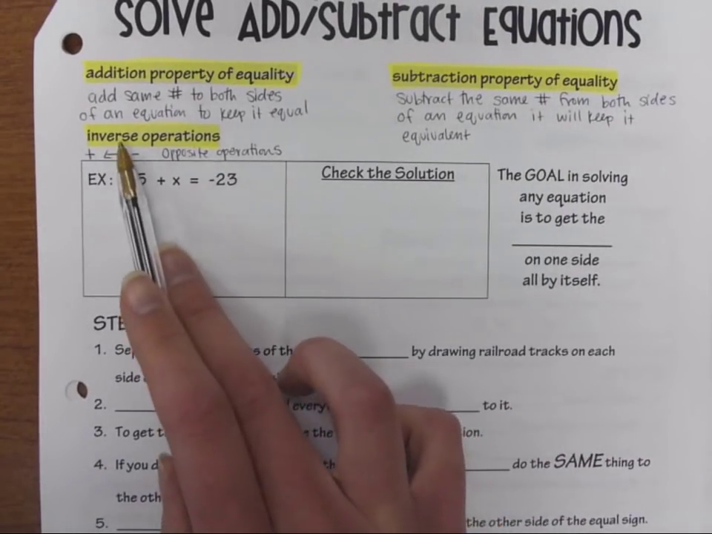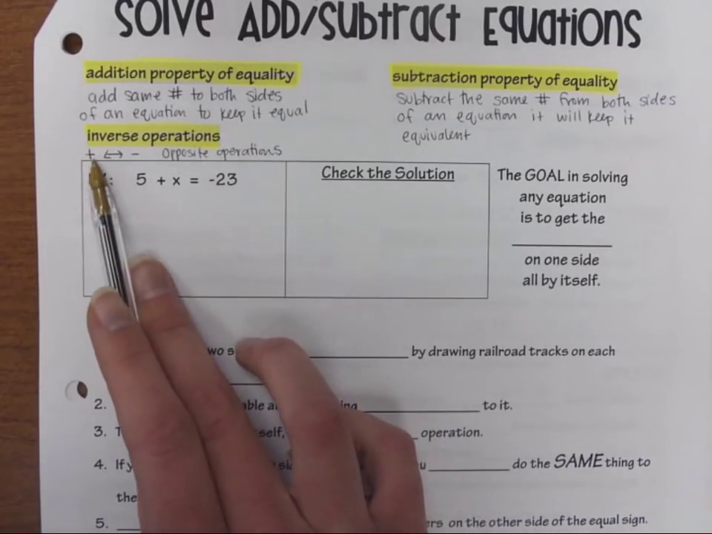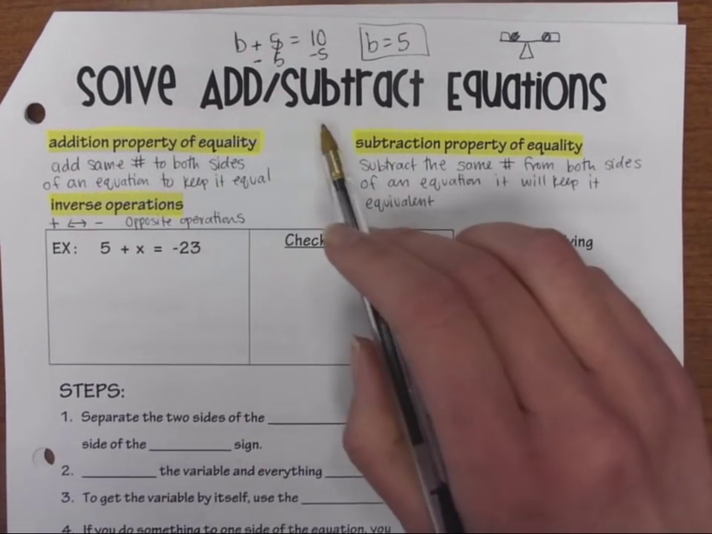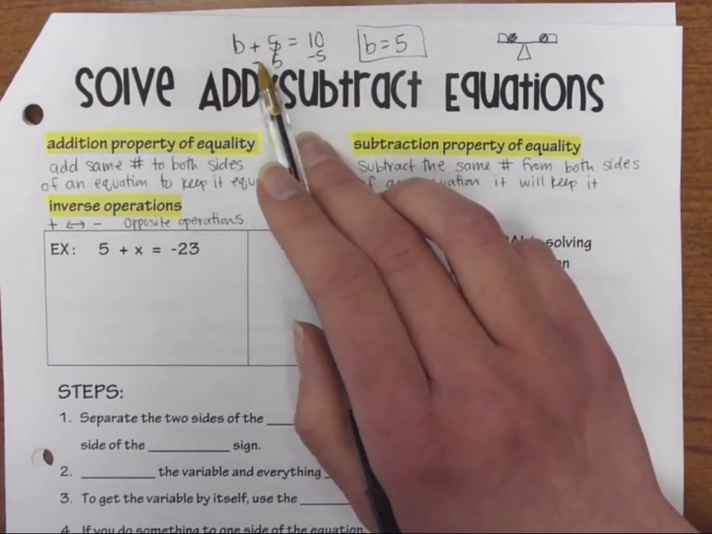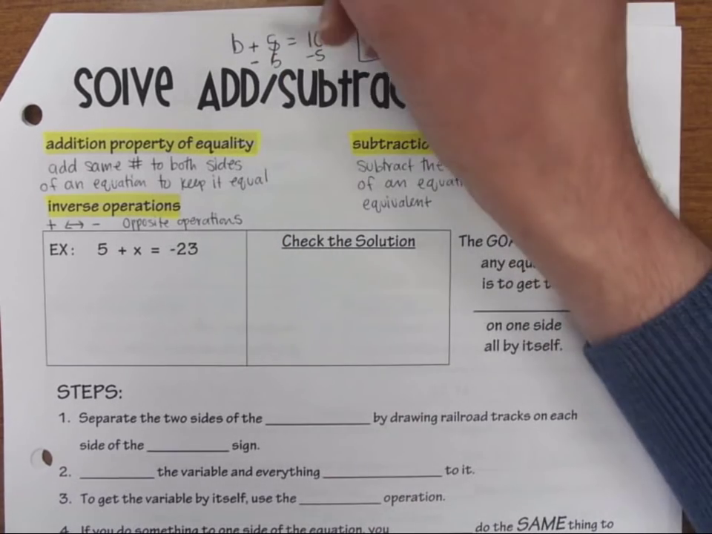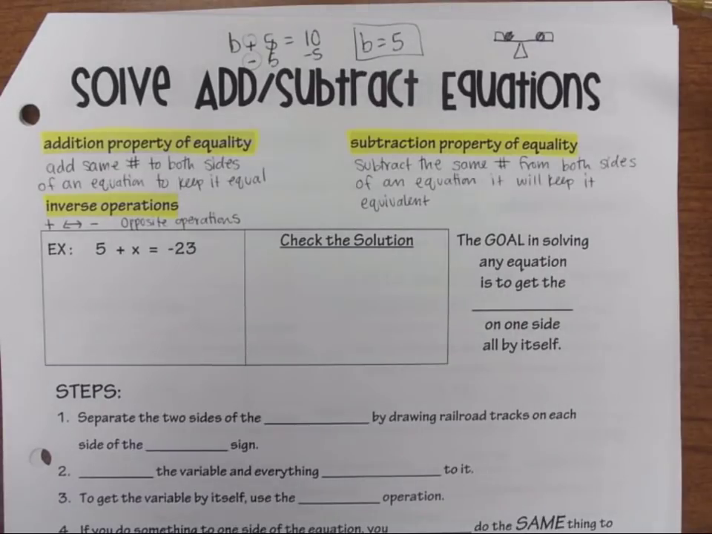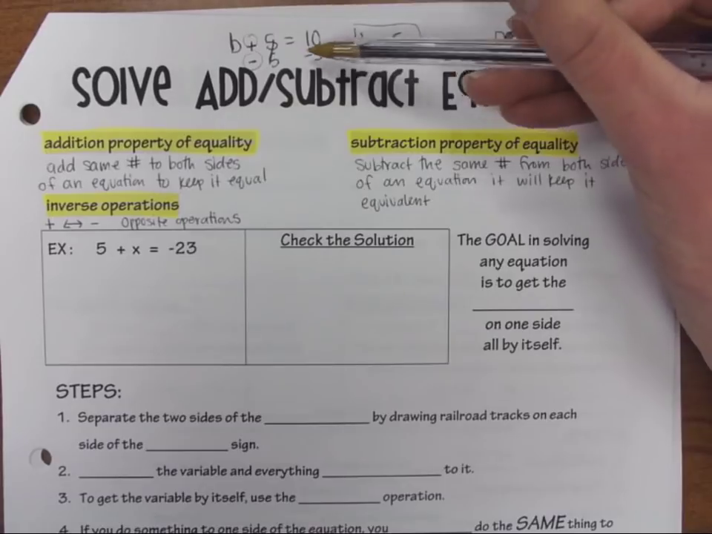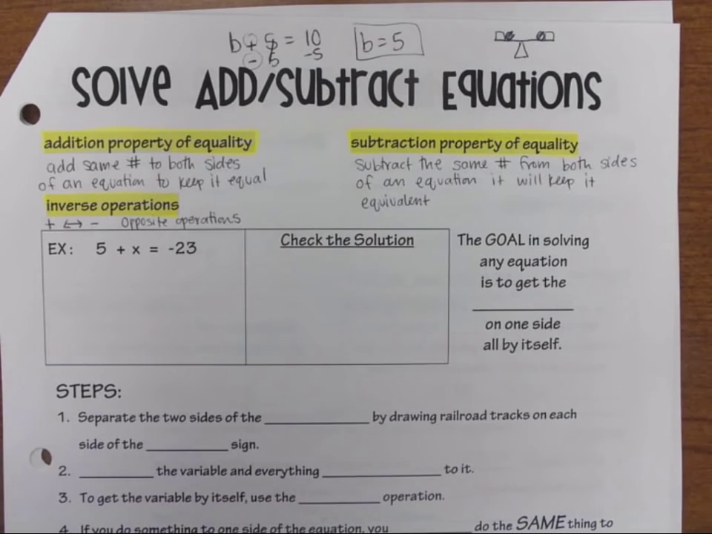Inverse operation. Inverse means the opposite. So if I have a plus, the opposite is a minus. If I have a minus, the opposite is a plus. Just like we did up here, b plus 5 equals 10, I subtracted 5 from both sides. I had a plus, so I did the opposite. I subtracted to make those cancel out and go away. So I used that subtraction property. I did the same thing to both sides. I kept it equal, and I did that inverse operation. Okay, you're already pretty familiar with these. I just wanted to remind you that that's what we're doing.